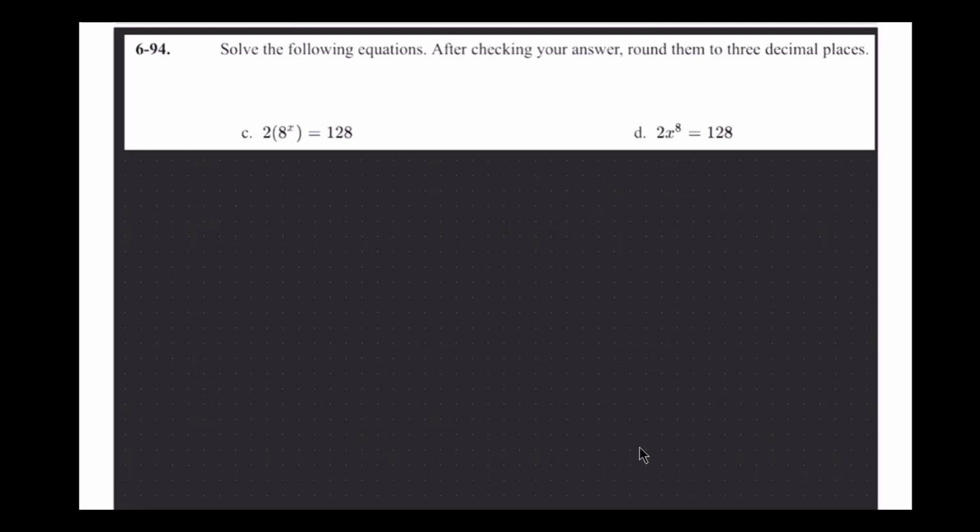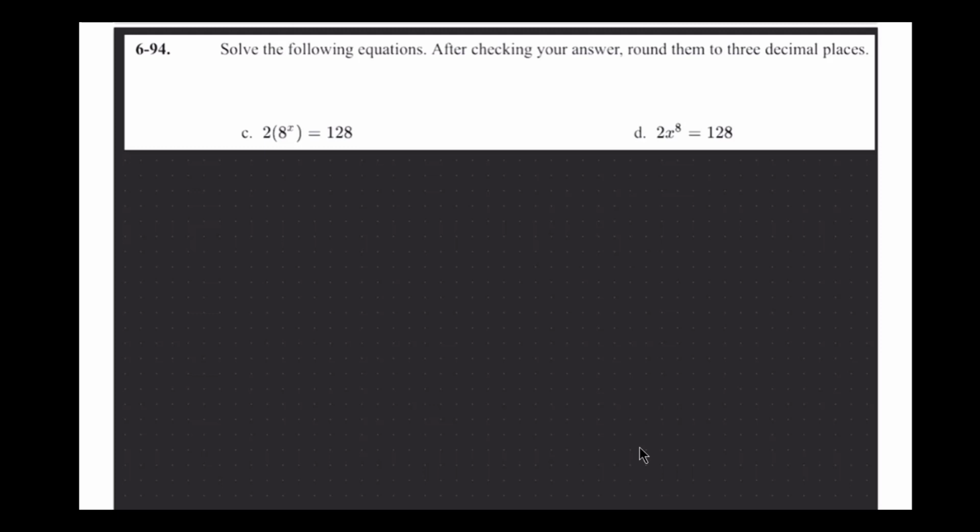So for C, they have 2 times 8 to the x equals 1.28. So kind of again, just looking at the problem, we know that our variable is in the exponent, so we know we're going to have to take the logarithm of both sides. But we want to try and get whatever that base is raised to that exponent. We want to make sure that's by itself as much as possible before we take the log of both sides.